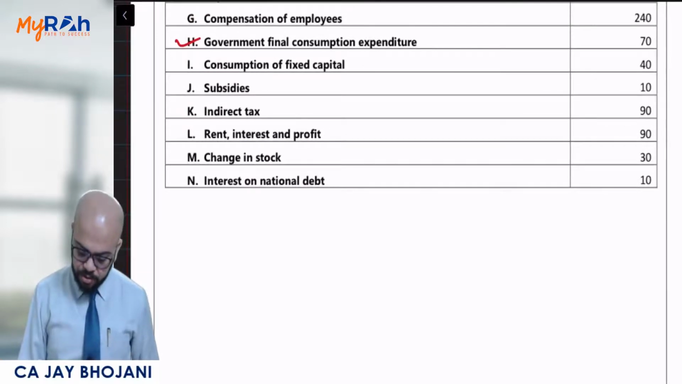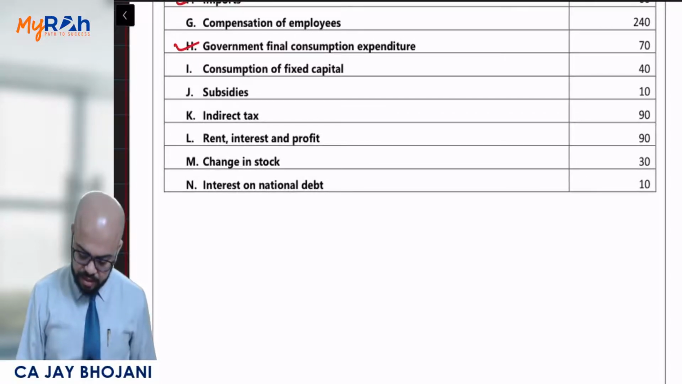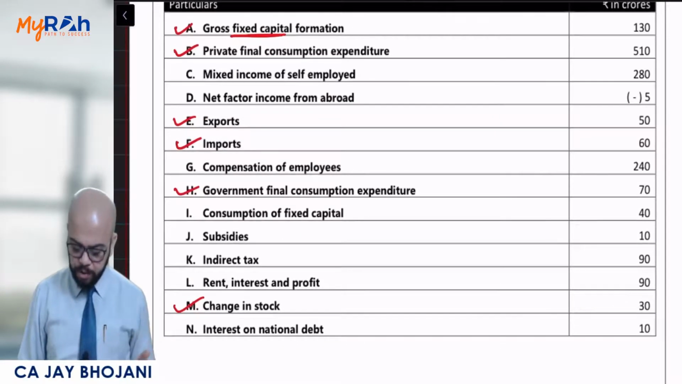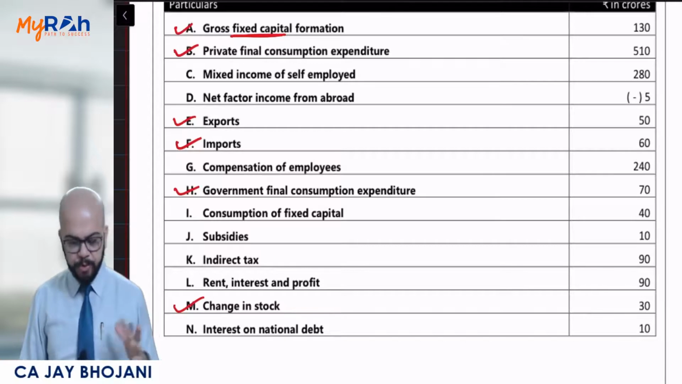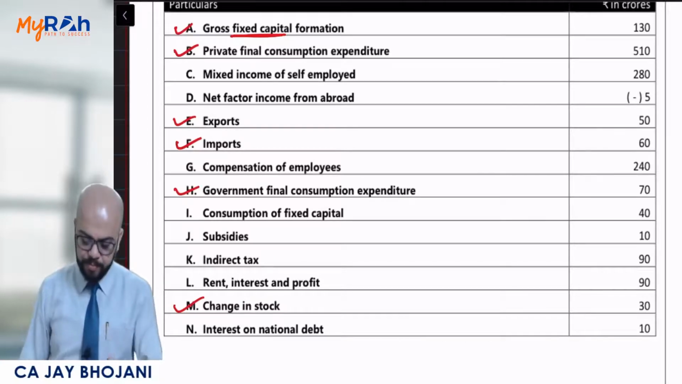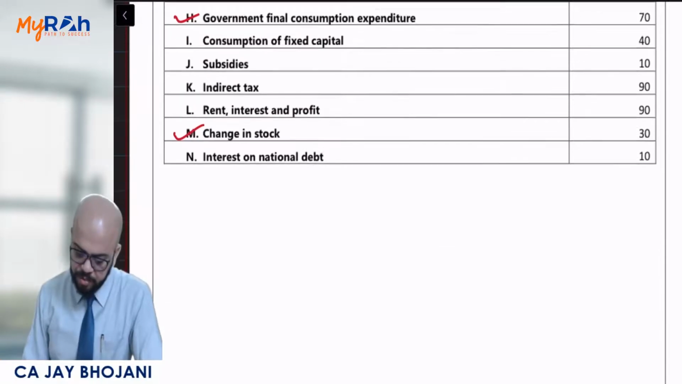Subsidies, indirect tax not required right now. Rent, interest, profit not needed. Change in stock will be needed, yes. So gross fixed capital formation plus change in stock will give me GDCF. I have PFCE, I have GFCE, I have exports and imports. So this completes my requirement for GDP-MP. Okay, let's calculate GDP-MP first of all.